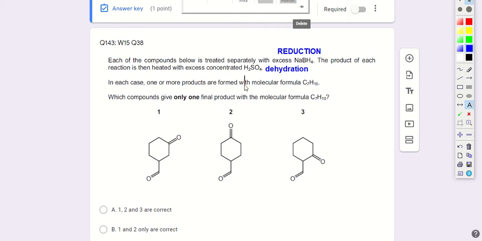Now, what do they want us to find? They want us to find which compounds give only one final product with the molecular formula C7H10. So now we are going to look at the compounds one by one. I'm going to start with compound number 1.